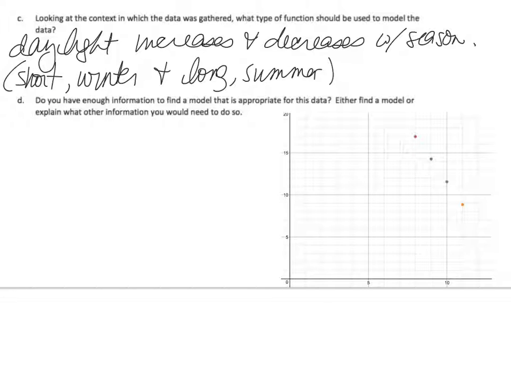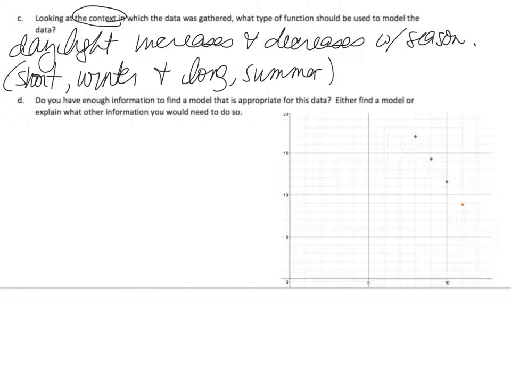So looking at the context in which the data was gathered, that's what we look at, context. What type of function should be used to model the data? We've only been given a small piece of the data, that's why it looks linear. We didn't get all of the data. So the context is daylight. Well, daylight increases and decreases with each season. It's very short in the winter and much longer in the summer. So the periodic function for this data just makes a lot better sense, correct?